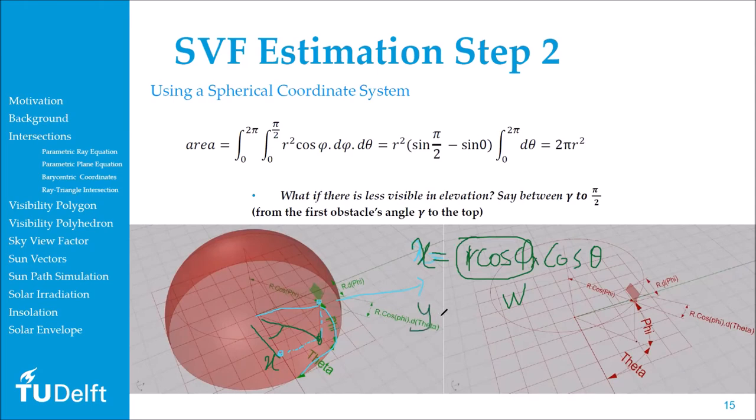So y similarly should be how much? Again, we should work with this one, but this time we have to project to this other axis. So what will it be? Come on. Sine of theta? Yes. What times sine of theta? Whatever that is times sine of theta, right? What about Z?